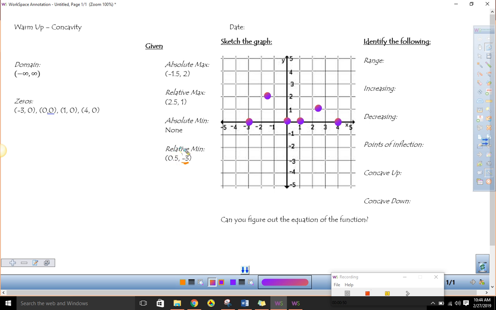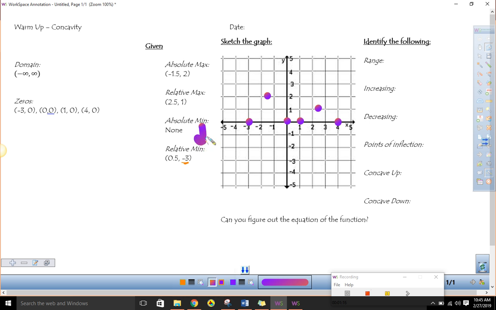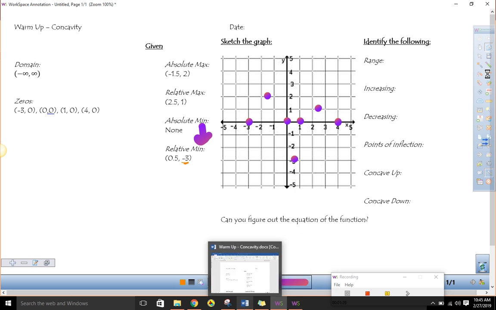There is no absolute minimum. What does that tell you? It's going to go down forever. There's going to be at least one arrow, right, that's going to be heading down. That tells you that. And then the +3 should not have made sense here because I'm going to have to dip down to dip back up. So 0.5, -3. You cool there?